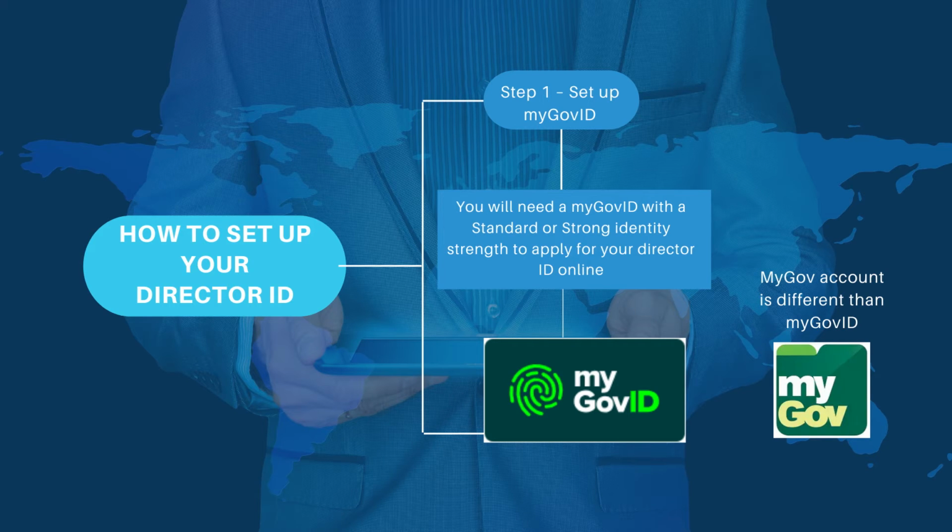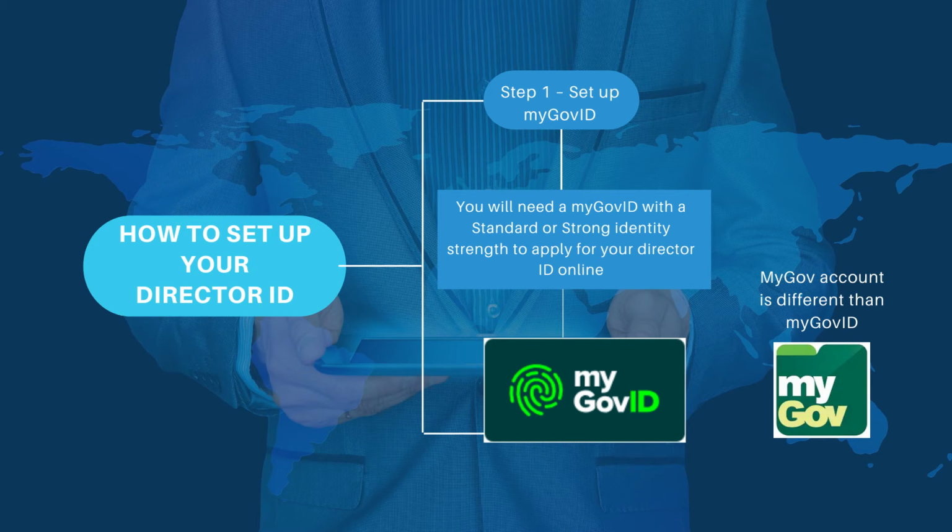How to set up your Director ID? Step number 1, set up your myGovID. But what is myGovID? myGovID is not the same as your myGov account. myGovID is an app and it lets you prove who you are online so that you can securely access government online services for personal and for business matters. But how can you set up your myGovID? You can do it in 3 steps. 1, download the app. 2, enter your personal details. And 3, verify your identity.